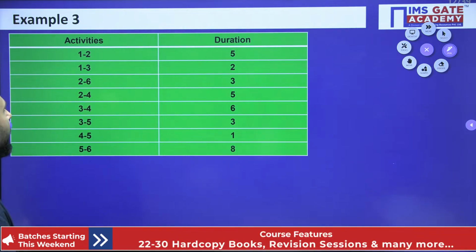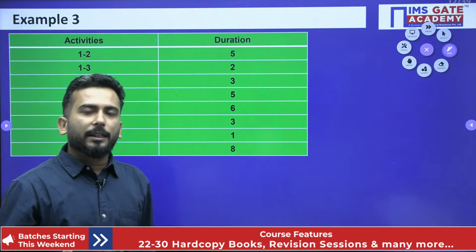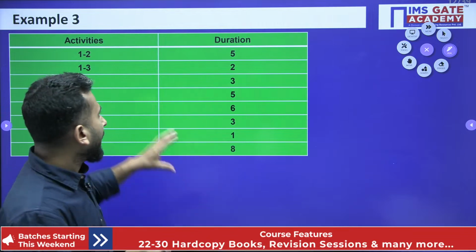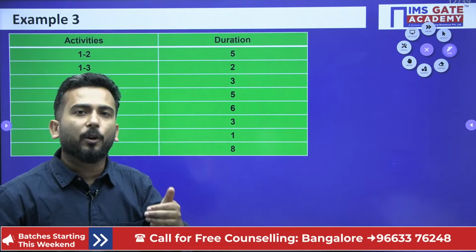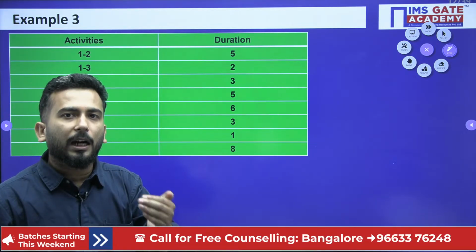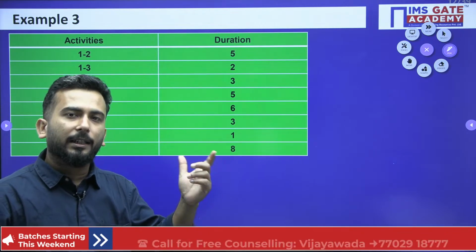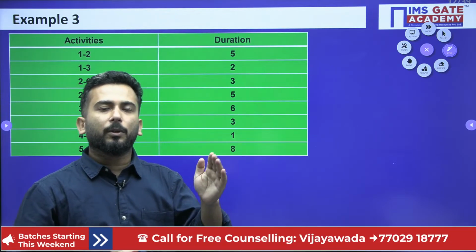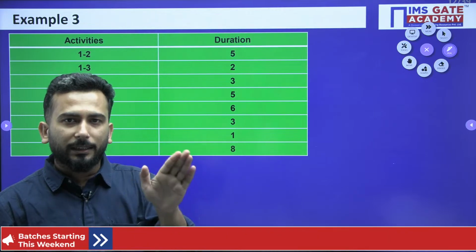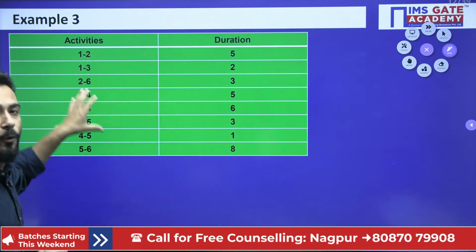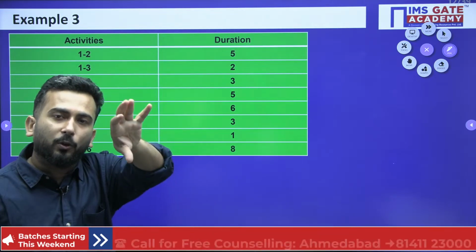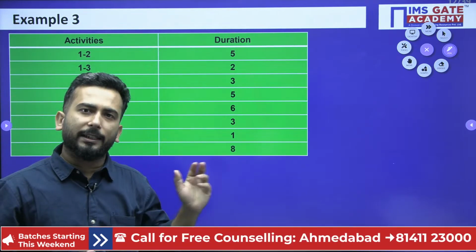So what to do over here? See, my dear friends, now in this question activities are given in the number format. How to draw them? Till now all the activities were given as A, B, C in this way. Now it is given in the node format, that node 1 to node 2 in this way. So how to draw that? Let us quickly see this.